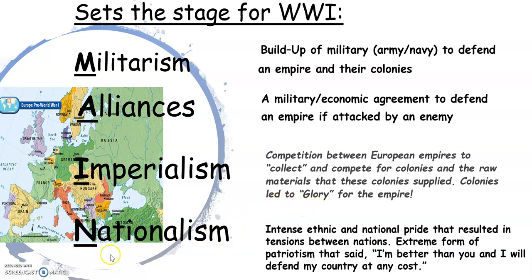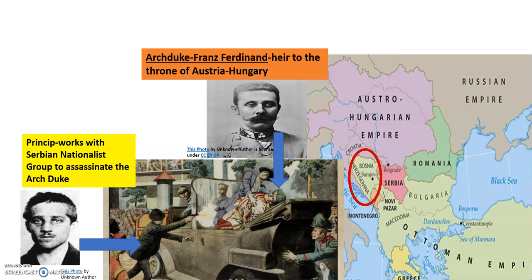And finally, we've got this condition of nationalism. This is this intense ethnic and national pride. And they're setting these boundaries, usually based on ethnicity and culture. And it's an extreme form. Nationalism isn't bad unless it's used and defined in that way in an extreme form, such that I'm better than you and I'm going to defend my country at any cost, despite if it's good or bad. These are the conditions that are in place that set the stage for the spark that's going to occur.